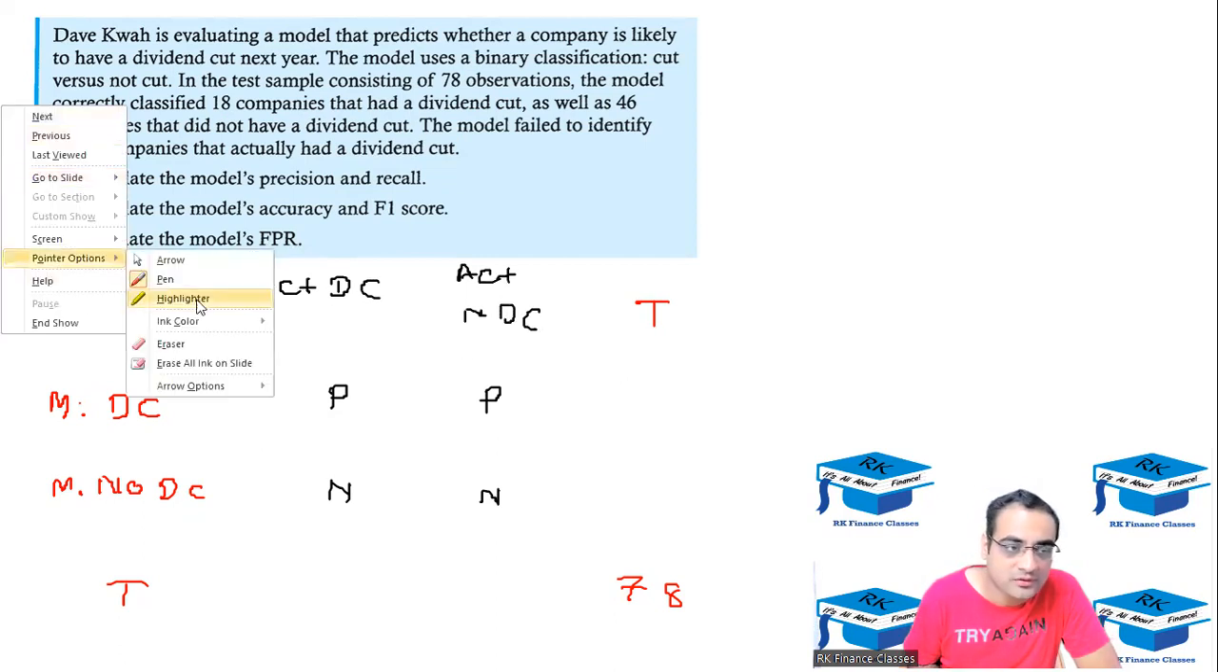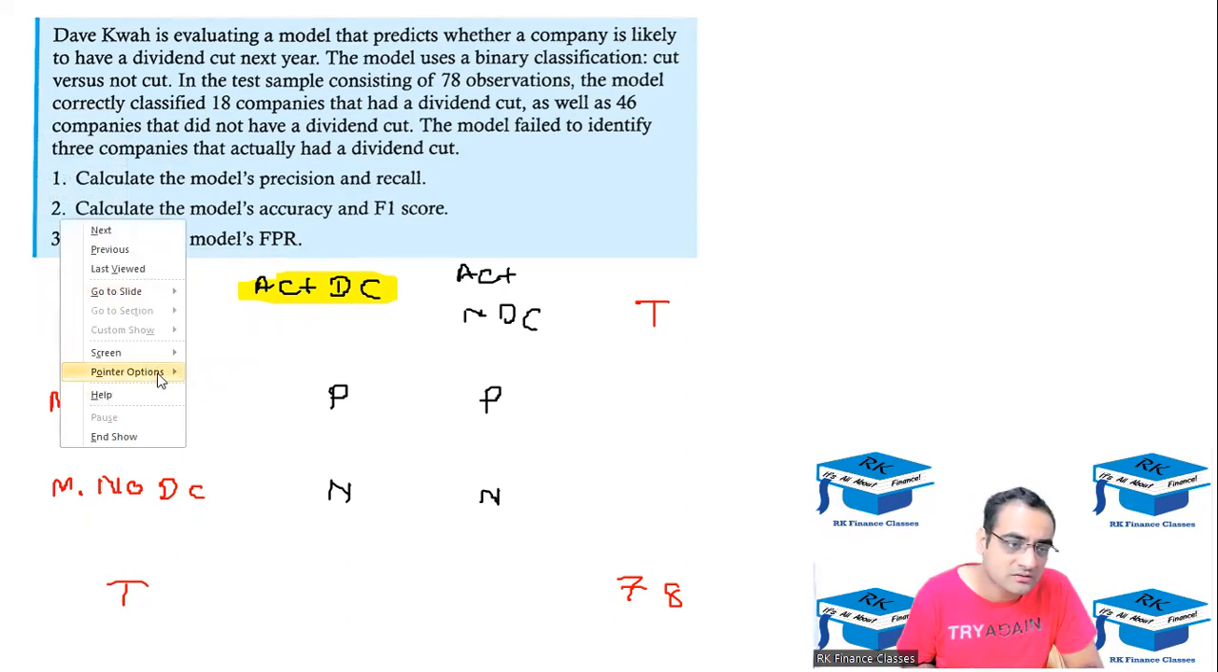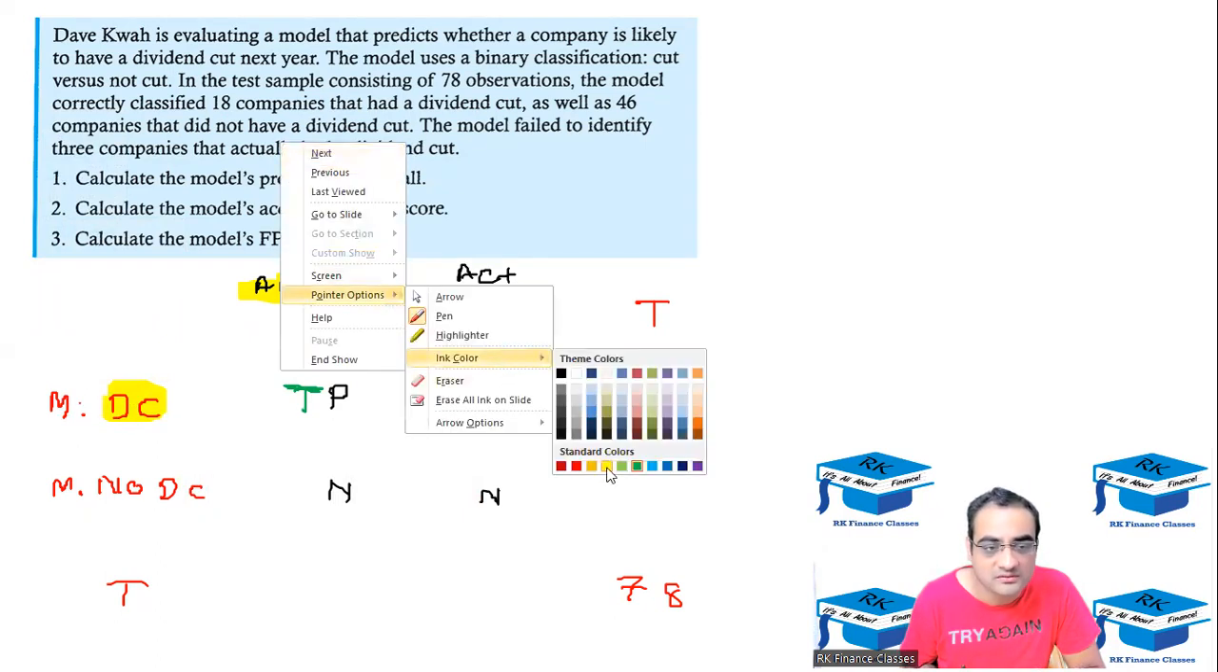So the first one, if you look at it, the model is saying dividend cut and actually there is a dividend cut. So this positive would be called a genuine or a true positive. Let me put a green sign. So it's a true positive. Second one, the model is saying dividend cut, but actually there is no dividend cut. So that would be a false positive.